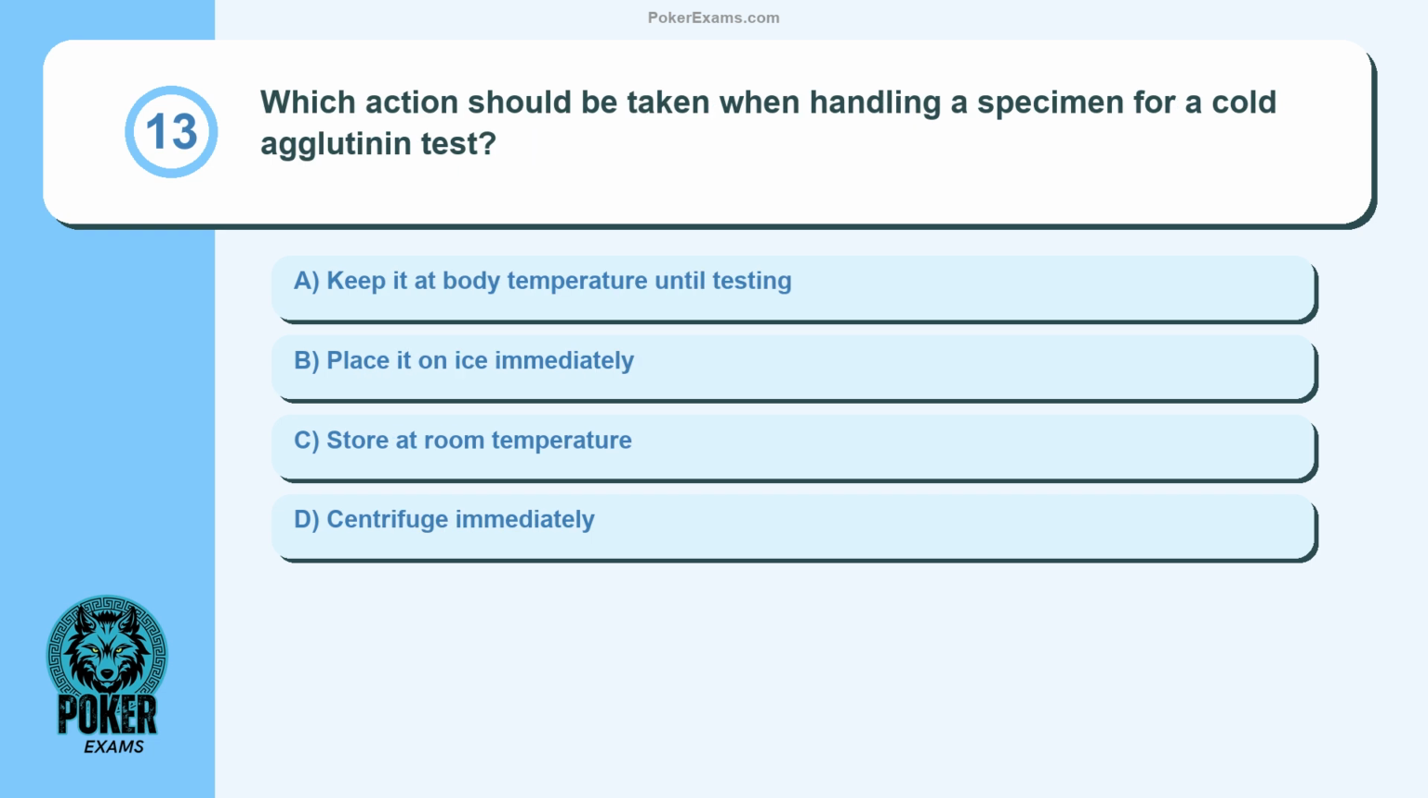Question 13. Which action should be taken when handling a specimen for a cold agglutinin test? Keep it at body temperature until testing. Place it on ice immediately. Store at room temperature. Centrifuge immediately.